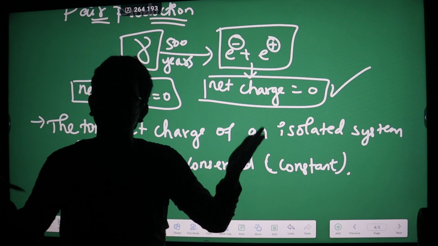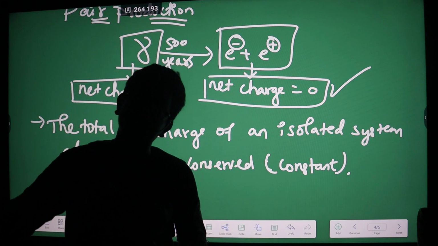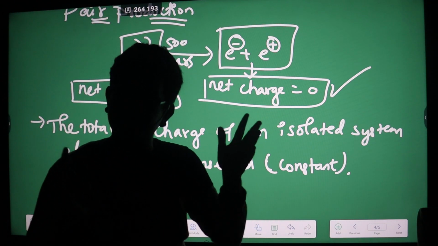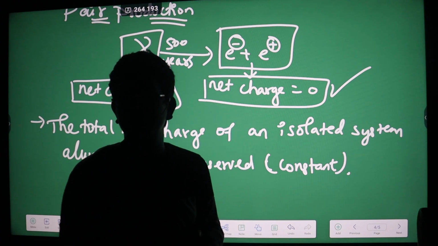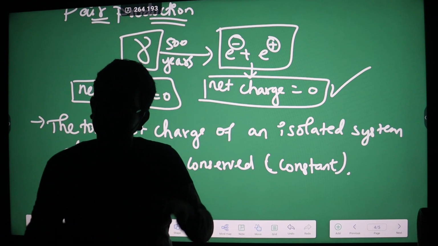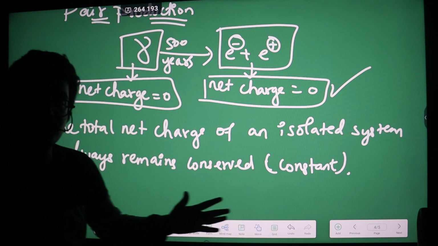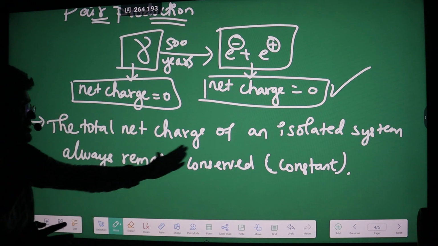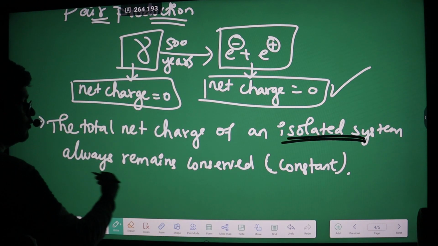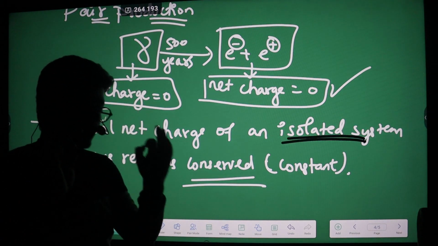Like the same, this Earth is an isolated system. Even 500 billion years ago, the total net charge present inside the Earth, the total net charge present inside this universe, is going to be the same now too. The total net charge doesn't vary. The total net charge of any isolated system always remains conserved, always remains constant.